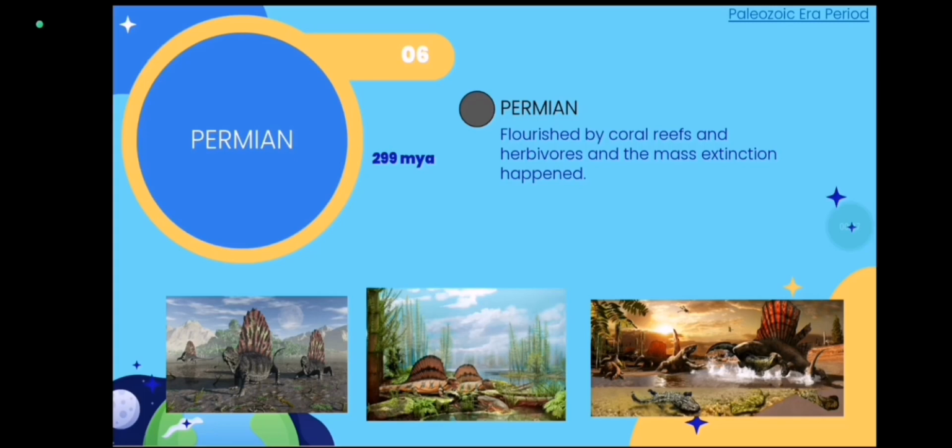Because of the great competition among animals, they probably adapted to eat other species like plants. The plants were also abundant back then, so they needed to get used to eating them. Until eventually they became herbivores. And in this period, a mass extinction happened, ending the Paleozoic era through the widespread loss of species.